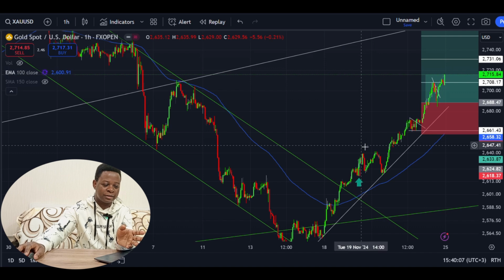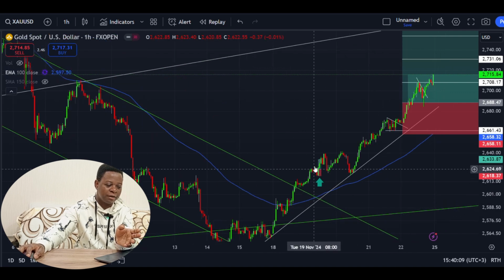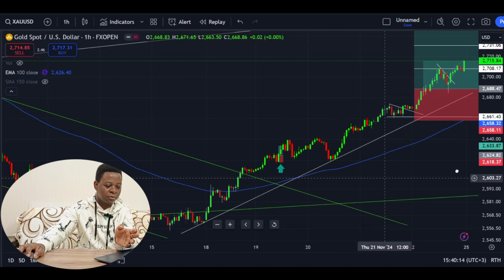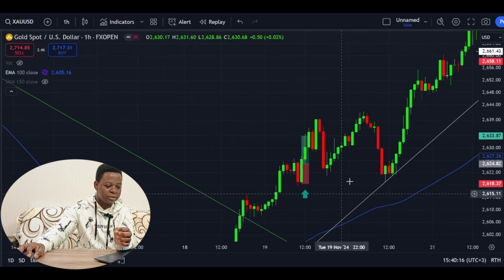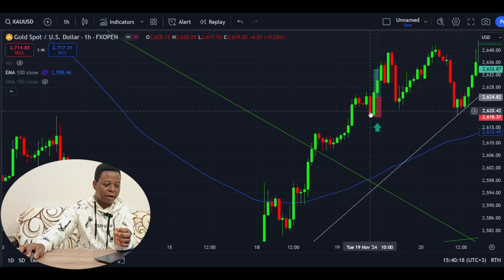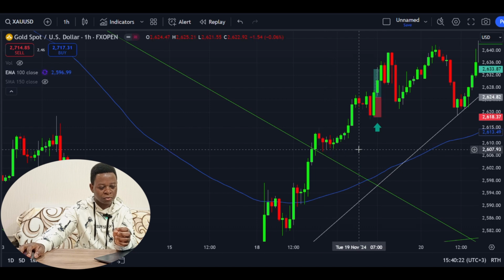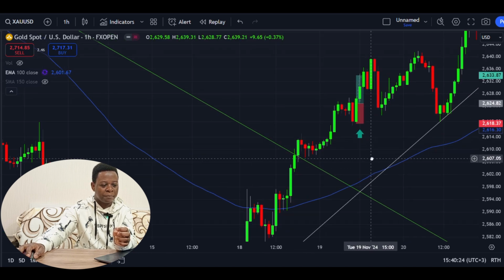That is literally what I did here, because after this market left this zone, I thought it's going to come back for a retest here. Look closely at this candle. You can see this massive red candle. I thought it was going to come back for a retest around this area, the point where it crossed my trend line. But look at what happened.